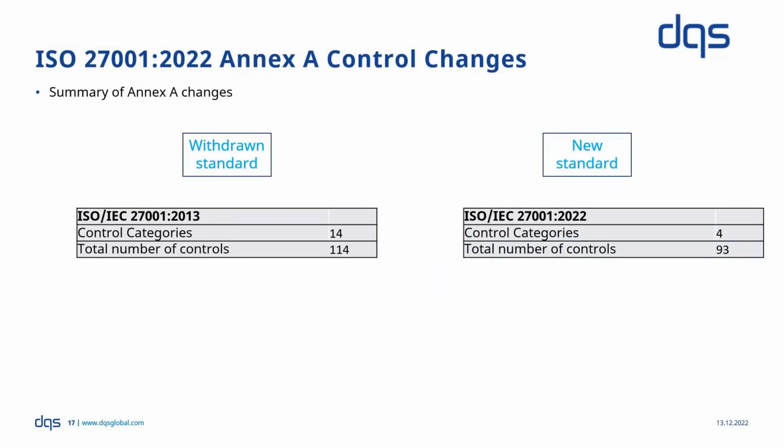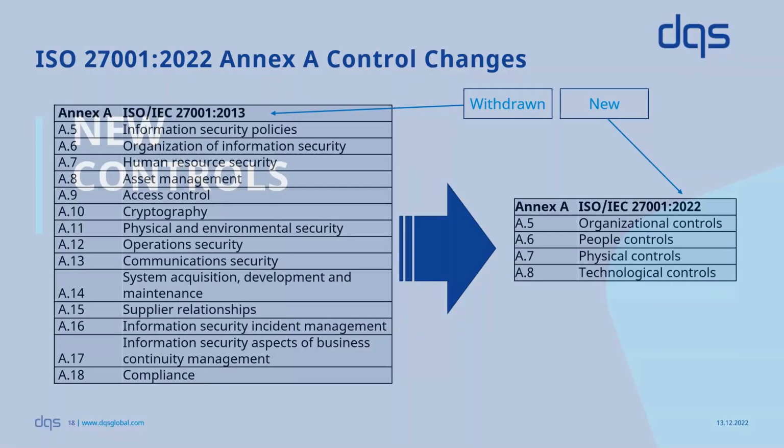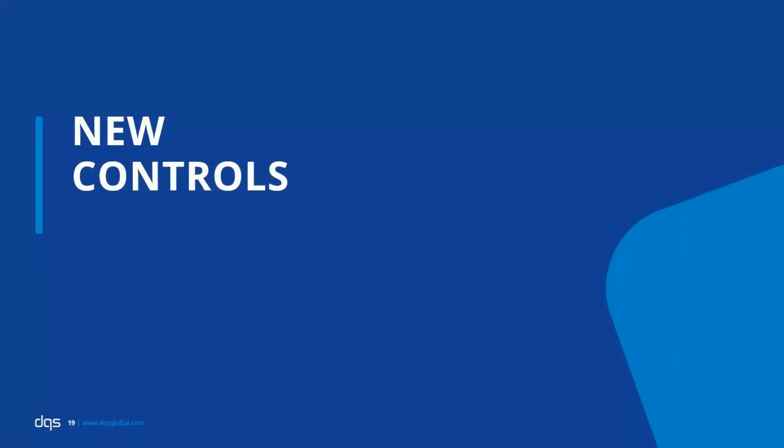Here's a summary. There are 4 categories defining 93 controls in the new Annex A, compared to the 14 categories defining 114 controls before. Here's the list of old and the new controls. Now look at the new controls first in next few slides.